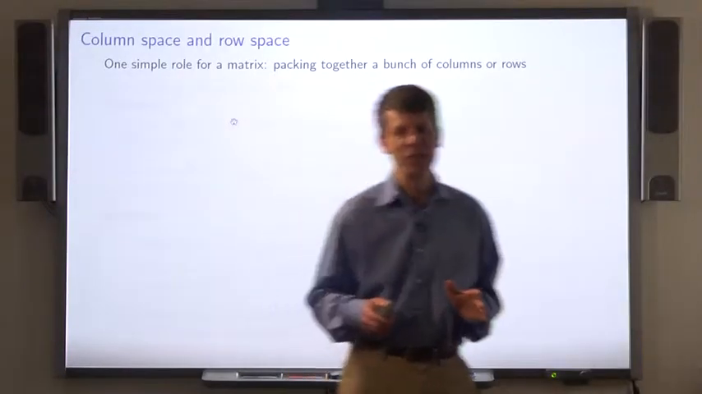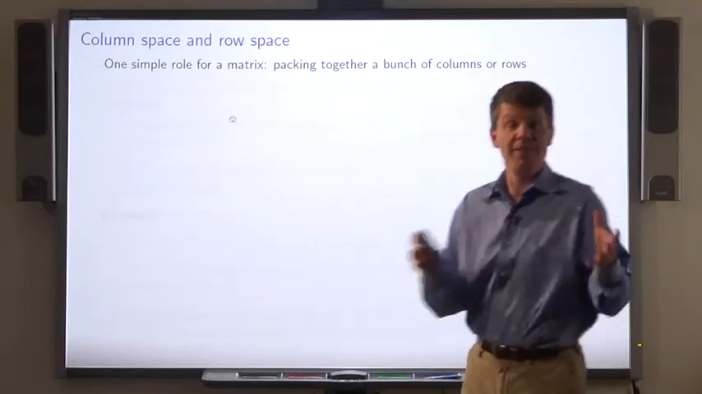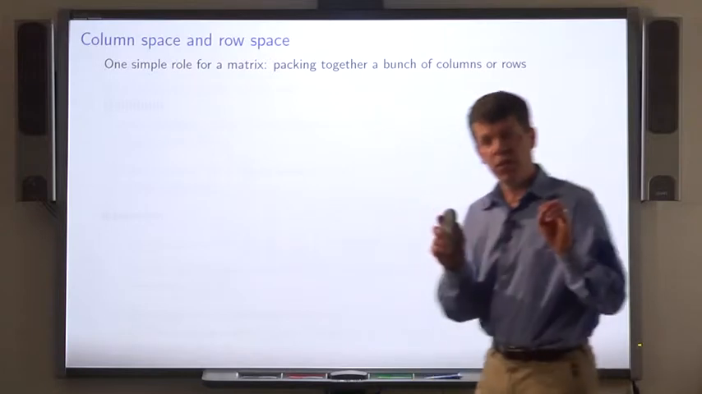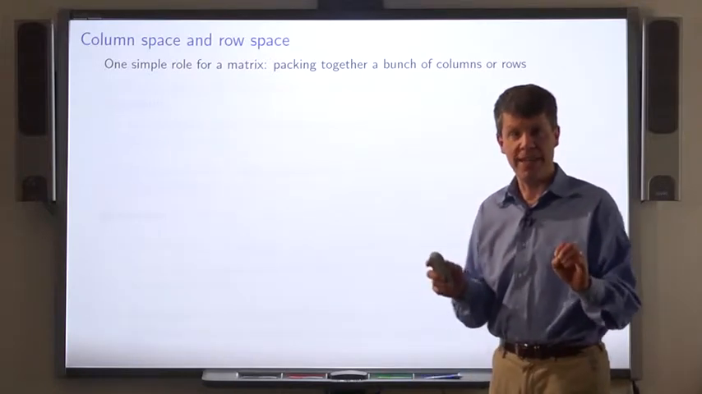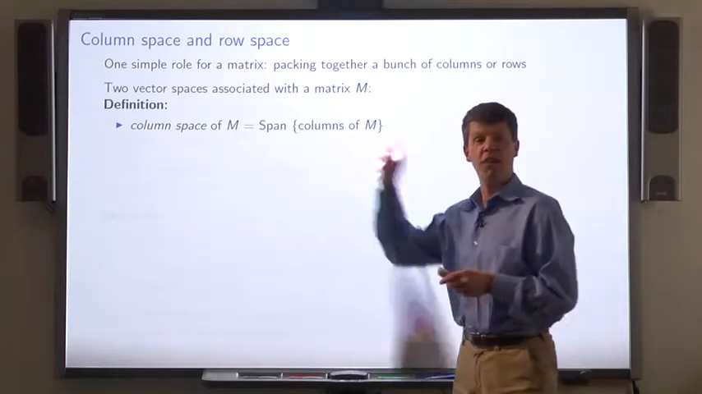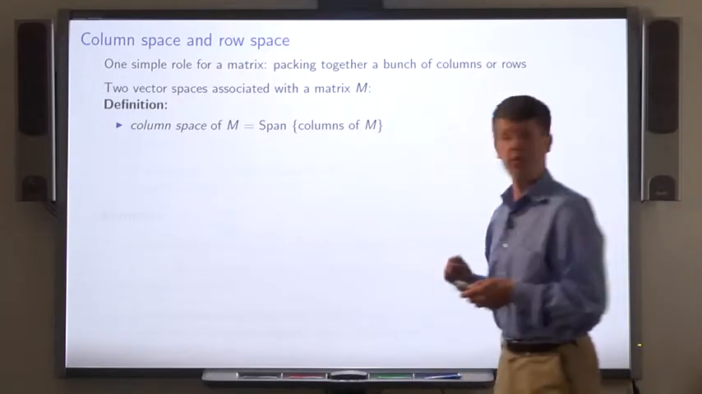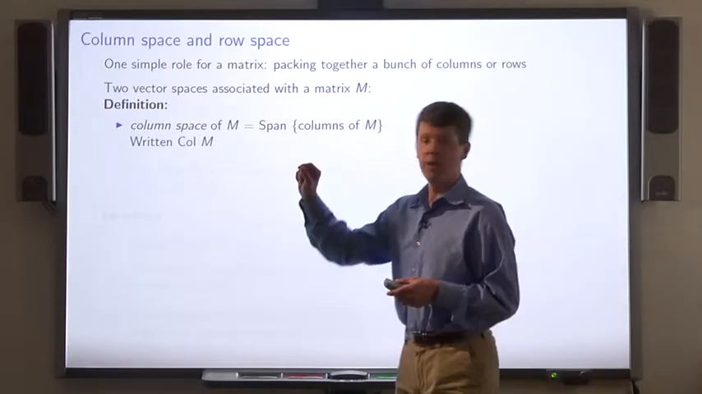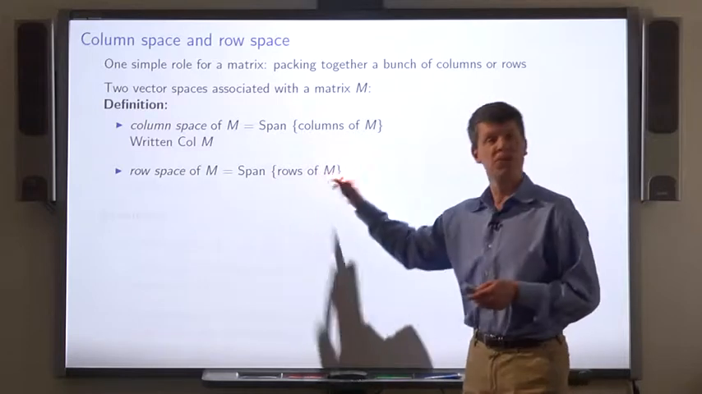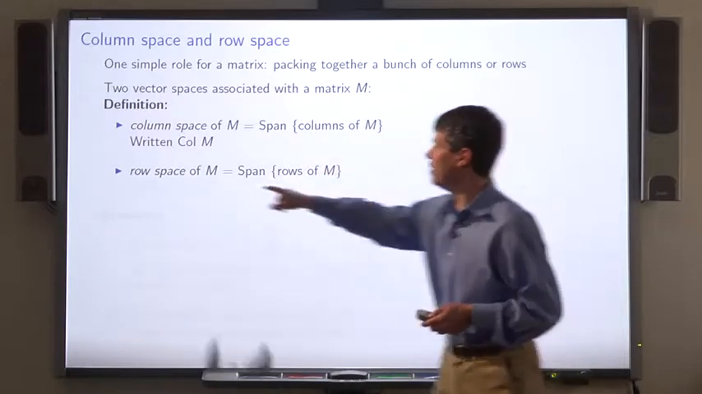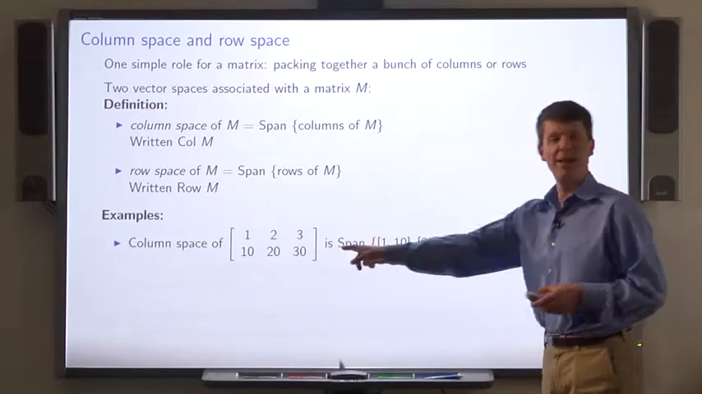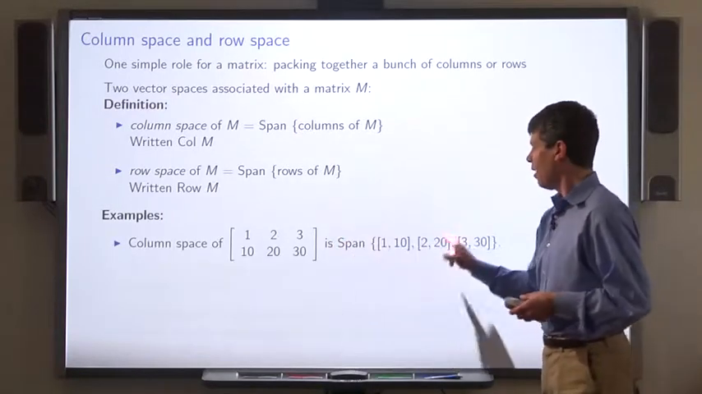One simple role for matrices is as a way of packing together a bunch of rows or a bunch of columns. We define two vector spaces for each matrix M. One is the column space, which is the span of the columns of that matrix M, and it's written Col M. The other is the row space of M, which is just the span of the rows of M, and that's written Row M.